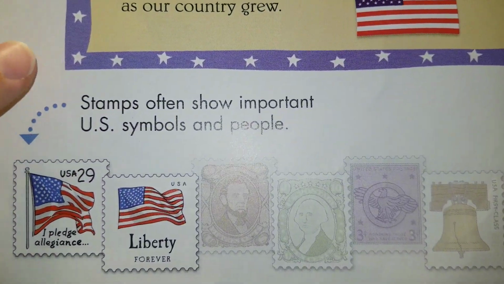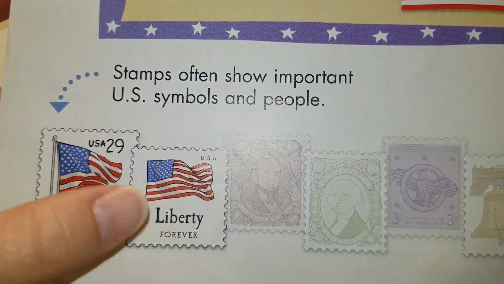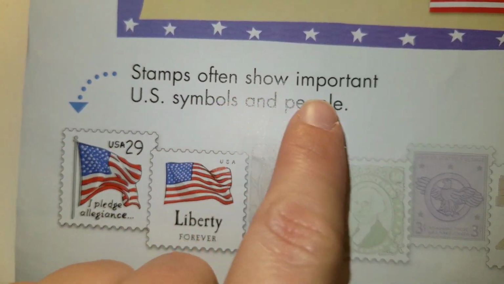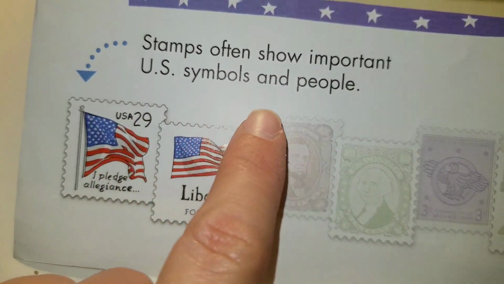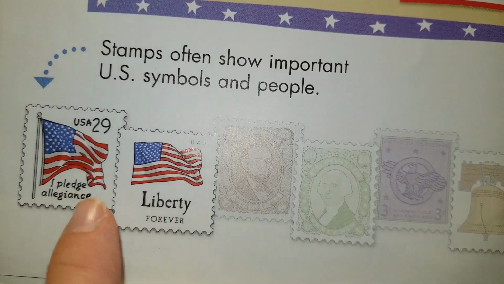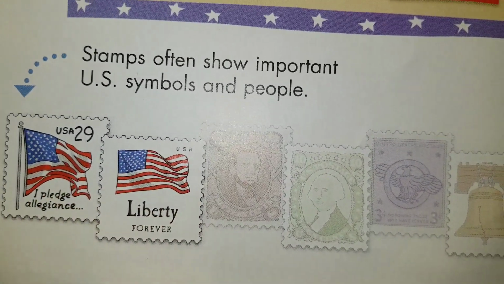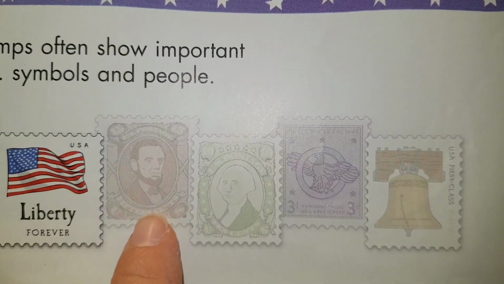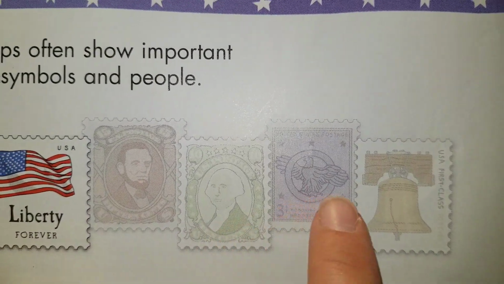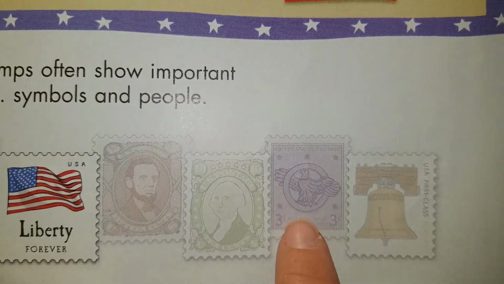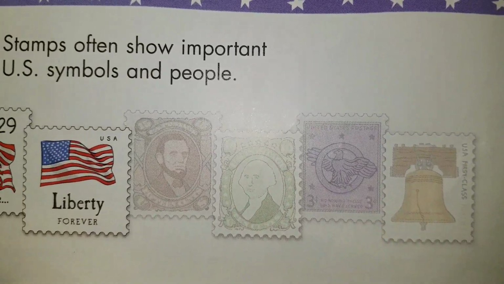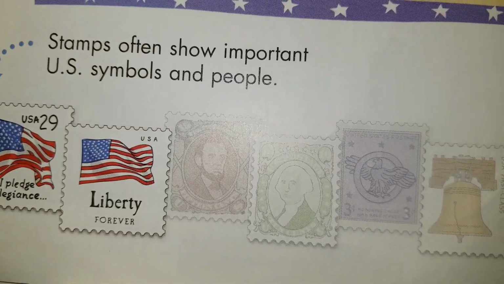All right, so let's take a look over here, because right here at the bottom we can see some stamps, and it says stamps often show important U.S. symbols and people. So these stamps here show the flag of the United States, but other stamps show Abraham Lincoln, George Washington, the bald eagle, which is a symbol of our country as well, and Liberty Bell, another symbol that we looked at the beginning of the week.